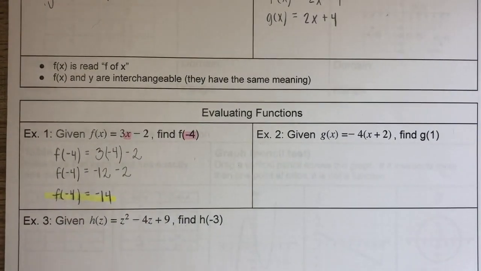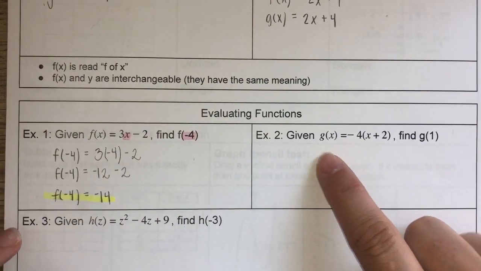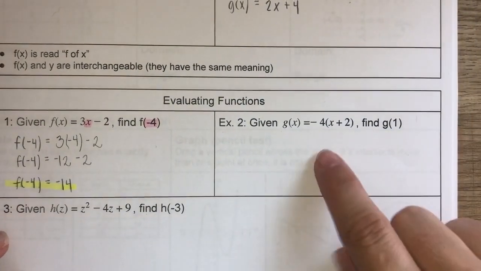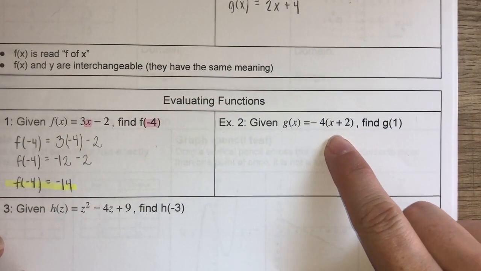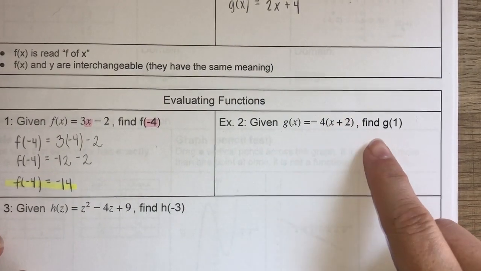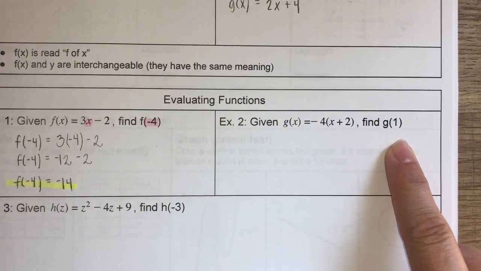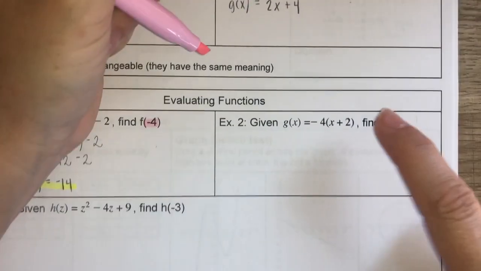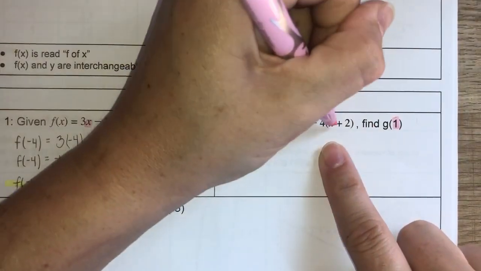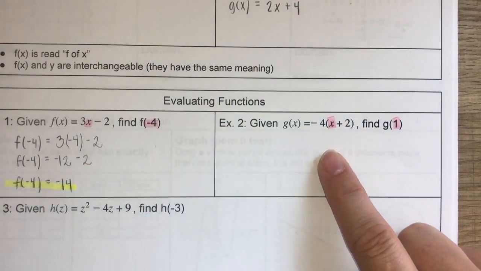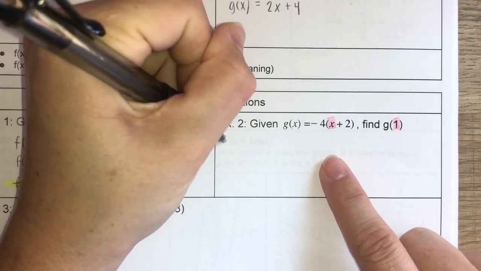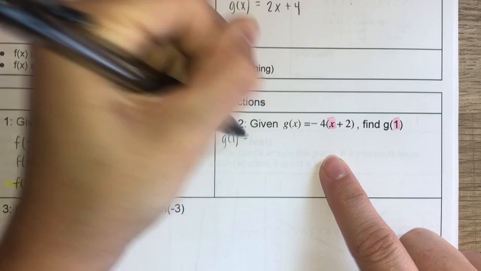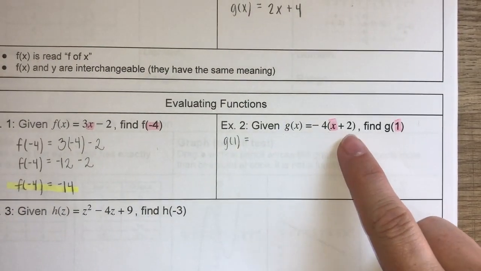The next example says, given that g of x, so now we have a different function name, g of x equals negative 4 times (x plus 2) in parentheses, find g of 1. So same idea, if we're finding g of 1, that 1 is going to get substituted into the function where x is, where our variable is. So g of 1 is going to be equal to, I'm going to rewrite the function almost exactly the same.